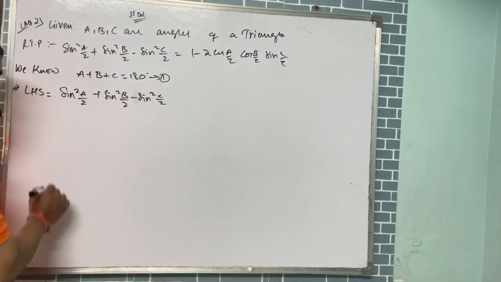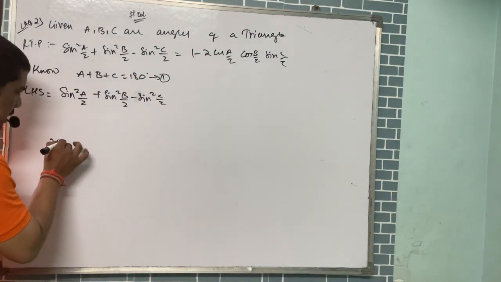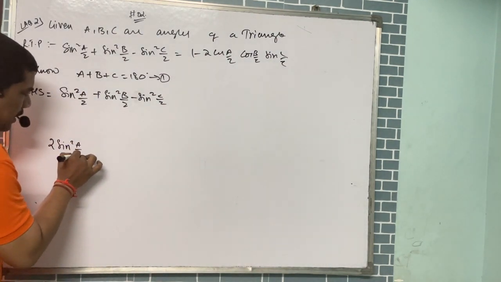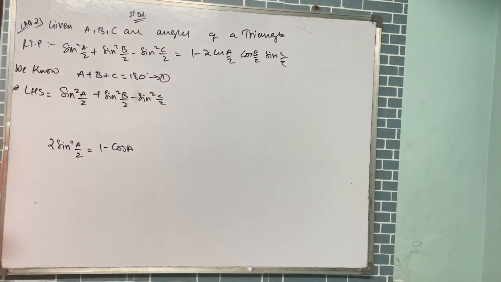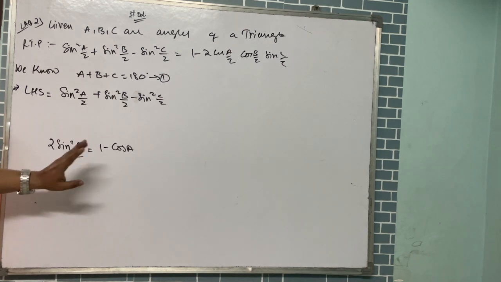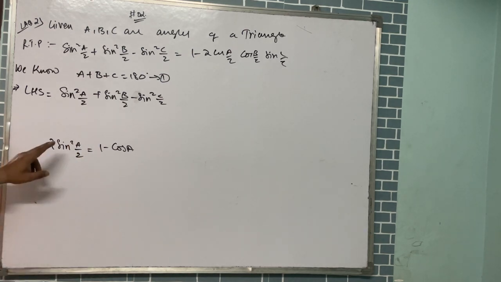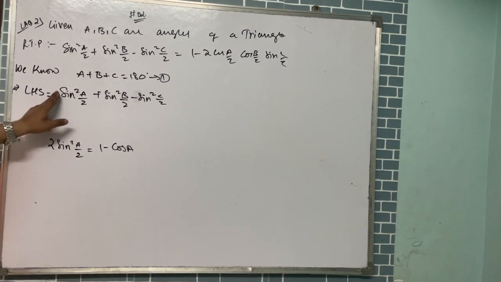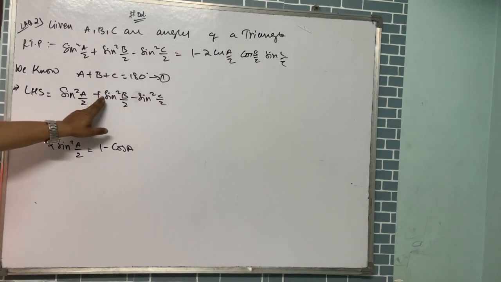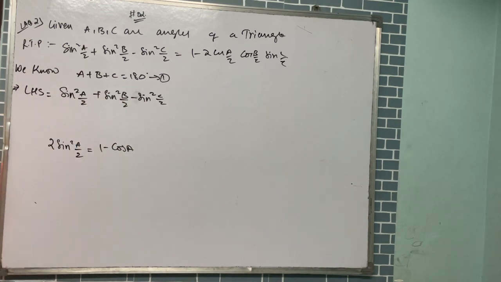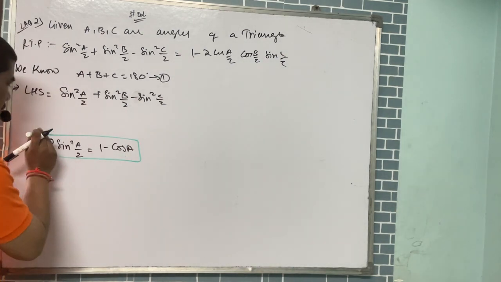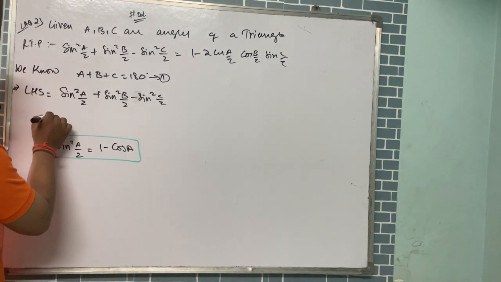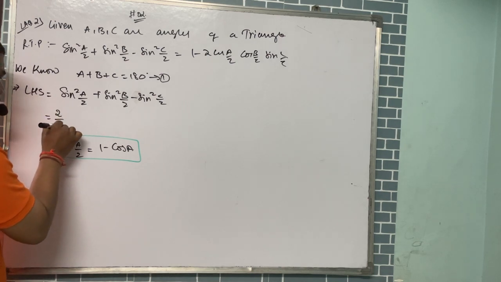Right, but if I convert this like this, 2 sine square A by 2, we have a formula: 1 minus cos A. So 2 sine square A by 2 will be 1 minus cos A, but for that I need 2 here. Here also I can get 2. Then I can use this formula. Right? Getting this point? So to get 2, what I'll do? Outside I'll multiply and divide with 2.